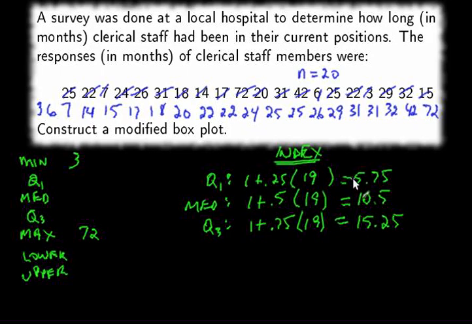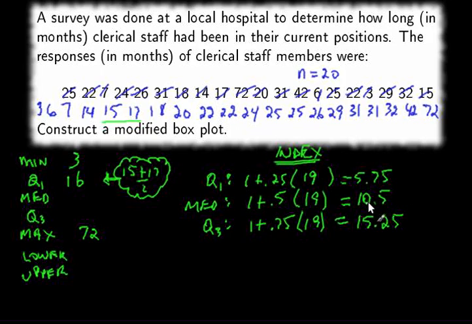We have to look inside the data set, the ordered list, to get Q1. We look at the 5th and the 6th numbers and average them. 1, 2, 3, 4, 5, 6. So the 5th and the 6th numbers are 15 and 17, the average of which is 16. So here we're calculating 15 plus 17 over 2. It's the number that's exactly in the middle of those two, which of course is 16.